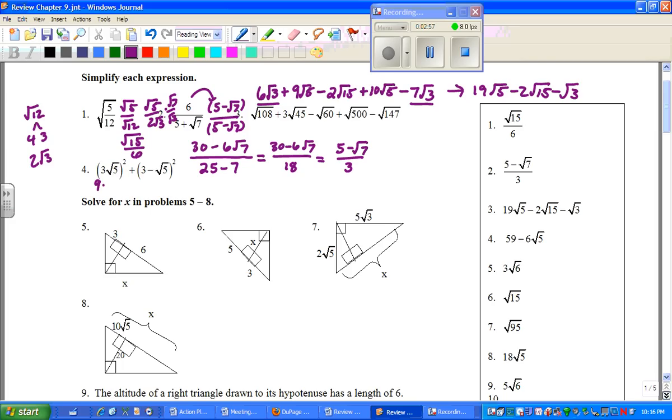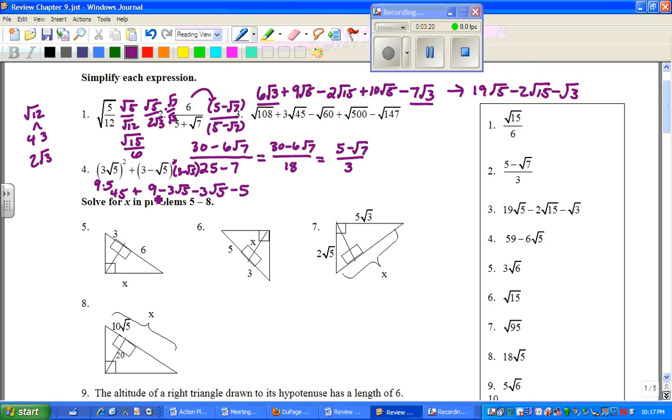3 times 3 is 9. Root 5 times root 5 is 5. So this first piece becomes 45. Here you have to FOIL this piece out. So you want 2 of these, 3 minus root 5s. When you FOIL, you get 9 minus 3 root 5 minus another 3 root 5, and then you're minusing 5.